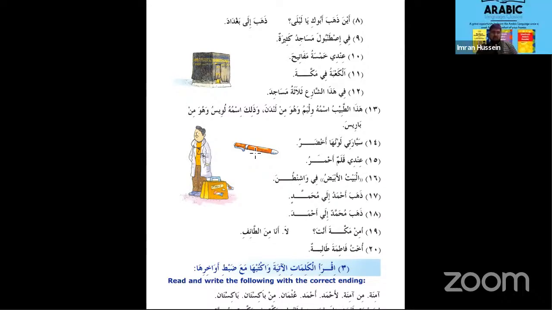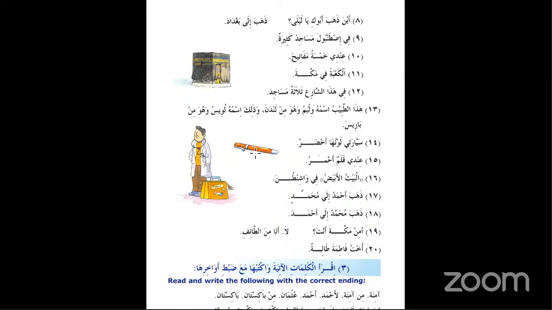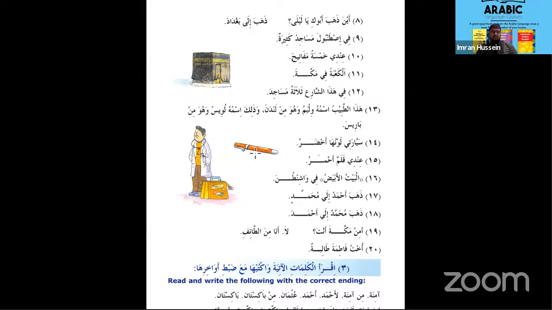Correct. Next person. Who's with the next person? Sorry, last one. Go ahead, last one. Okay. 17. Zahaba Ahmadu ila Muhammad. Ahmad went to Muhammad. Excellent. Sister Zainab Sharif, can you do the last three, please?